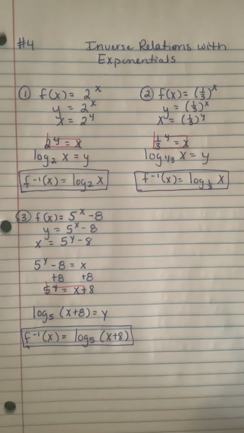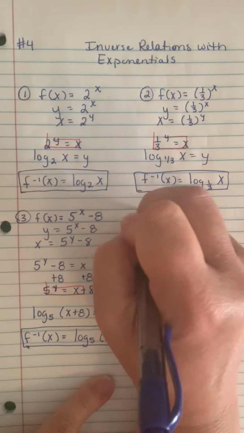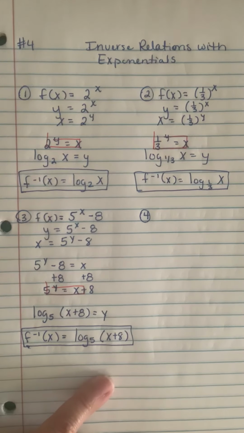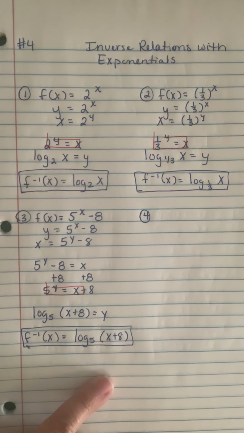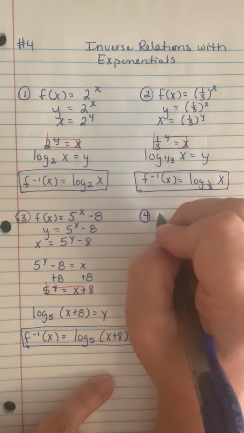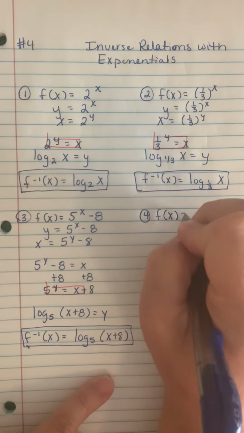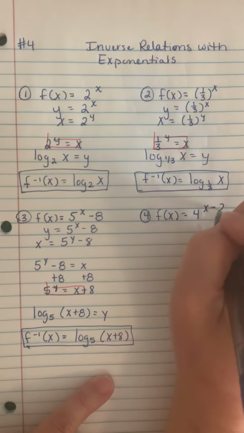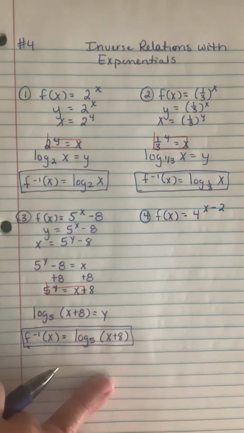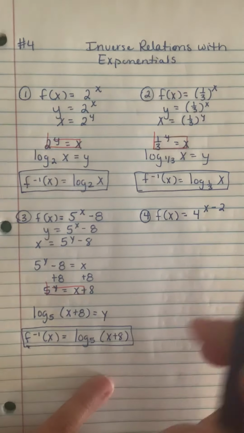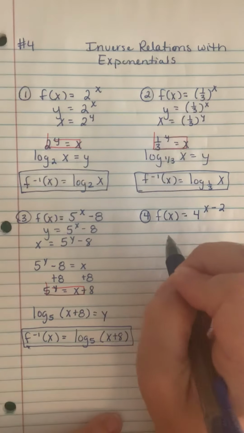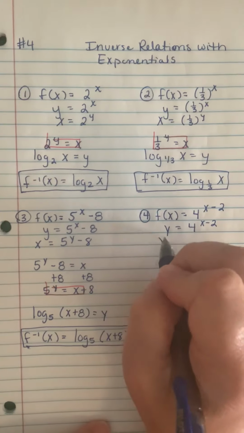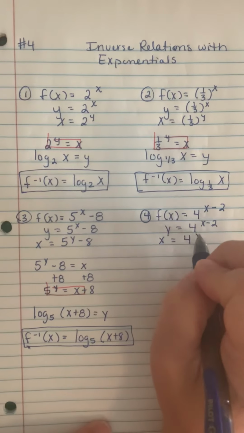Now, this parentheses that I'm going to talk about will make more sense in this next problem. So our fourth problem here, we are going to do f of x equals 4 to the x minus 2. Notice that x minus 2 is in the exponents. Both of those are in the exponents. So we're going to switch that f of x to a y equals. And then you're going to switch your x and your y.